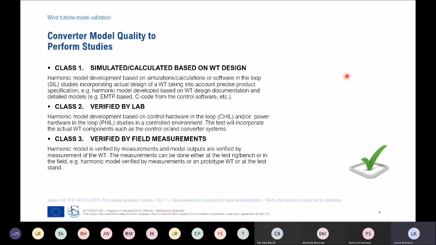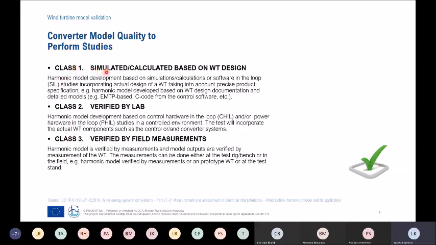I think for the last content-related slide, I would like to bring a little insight with respect to the model quality to be utilized in the studies. We also had work package 16 within promotion, where there was quite a lot of focus on having the right methodology to derive and validate the models. So here I bring an example taken from IEC related to wind turbine model development and validation for harmonic studies, which is also relevant for impedance-based stability studies, and we can see there are different classes.